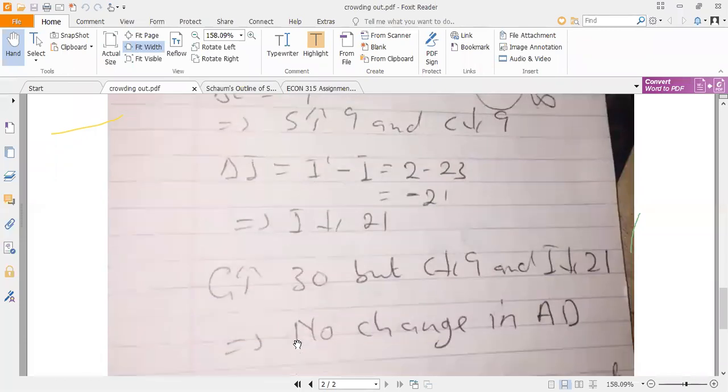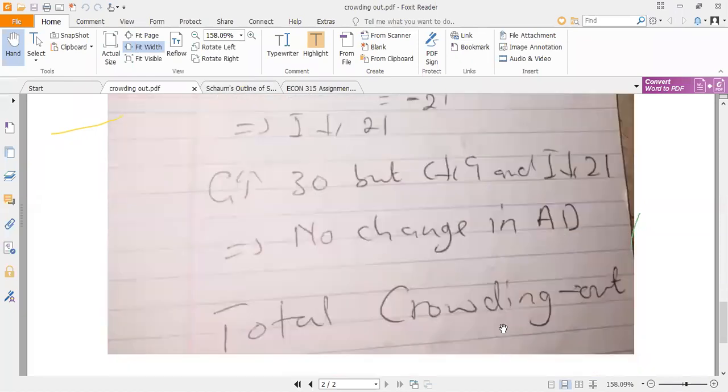So what is happening here is that there is no change in aggregate demand, except that there are changes in the components of the aggregate demand. G has changed, C has changed, I has changed, but their sum hasn't changed. Okay, so there will be no change in the aggregate demand at all. Okay, so in case you have a question like this, this is what you have to do.